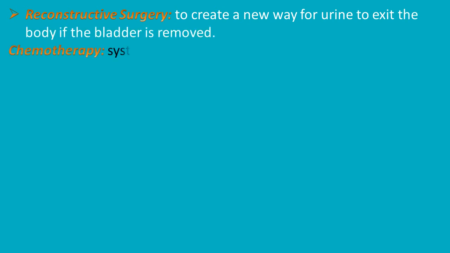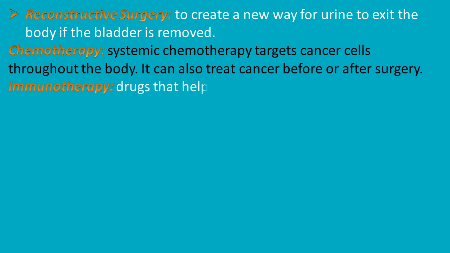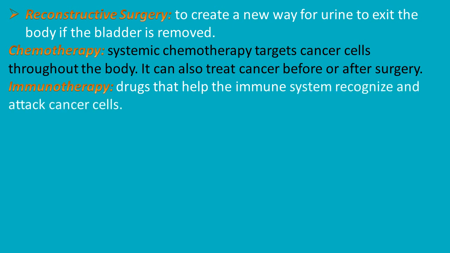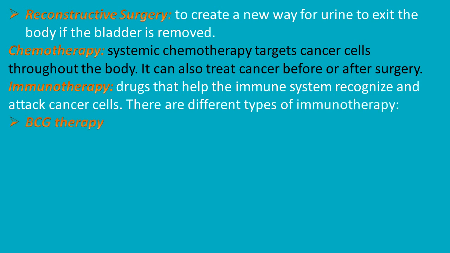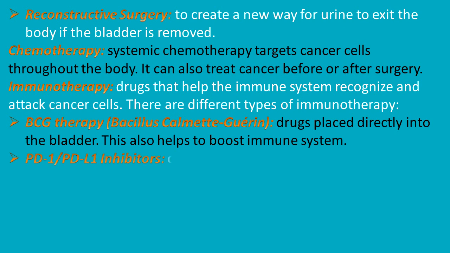Chemotherapy. Systemic chemotherapy targets cancer cells throughout the body. It can also treat cancer before or after surgery. Immunotherapy: drugs that help the immune system recognize and attack cancer cells. There are different types of immunotherapy. BCG therapy, Bacillus Calmette-Guerin, is placed directly into the bladder. This also helps to boost the immune system.